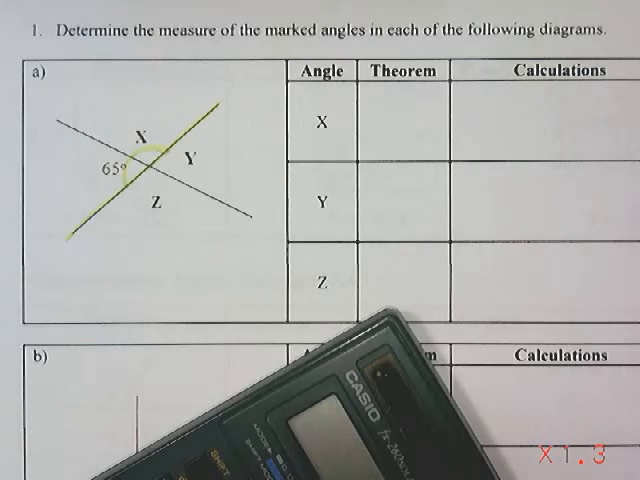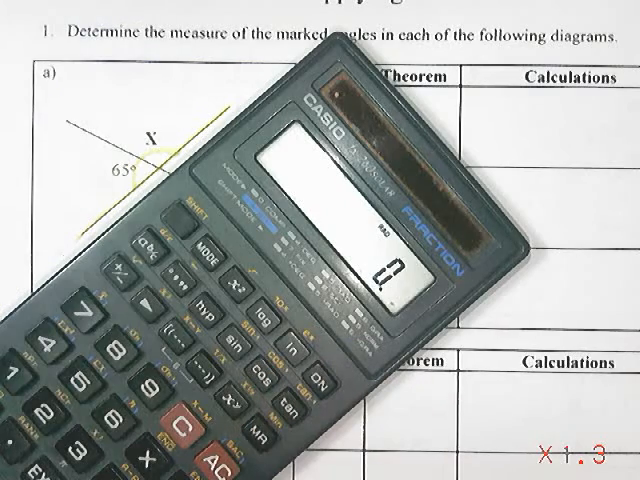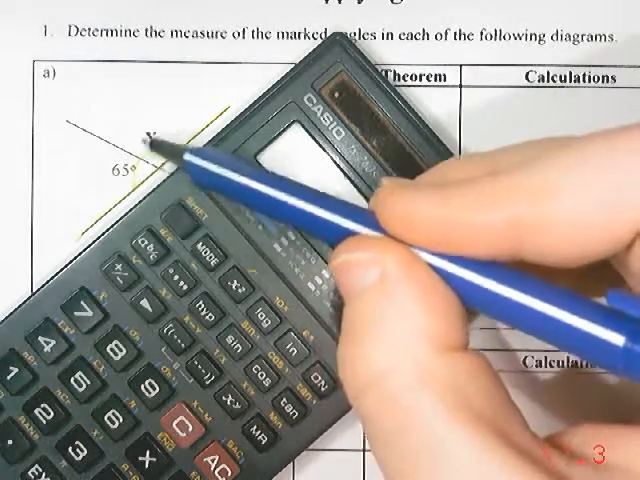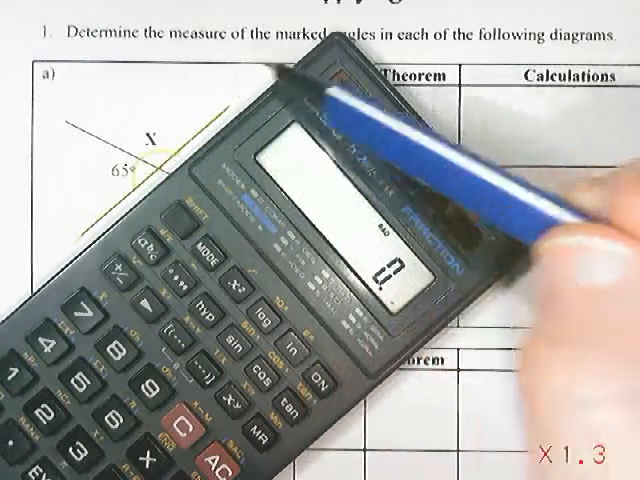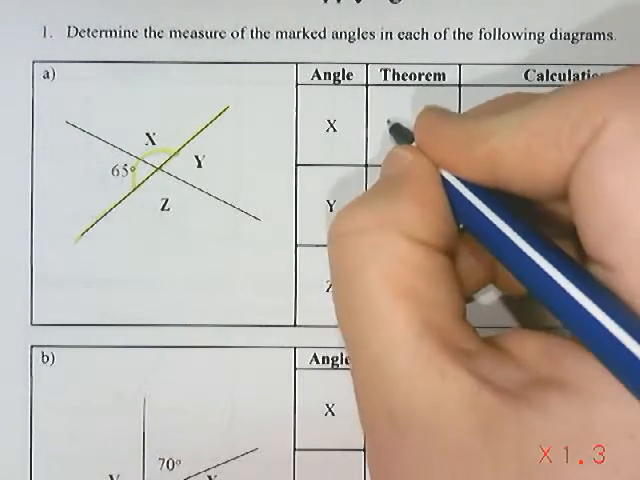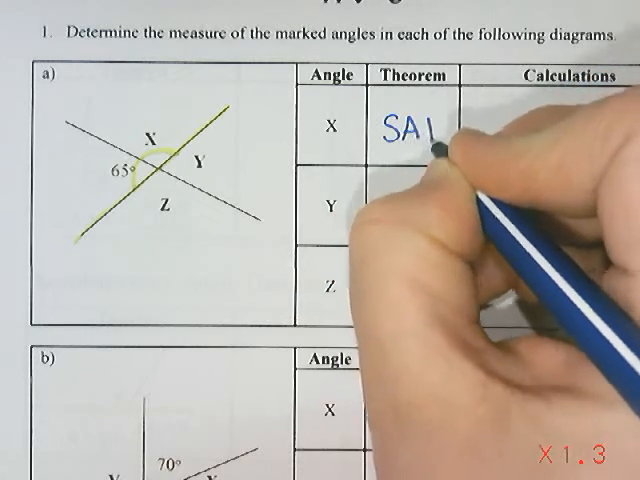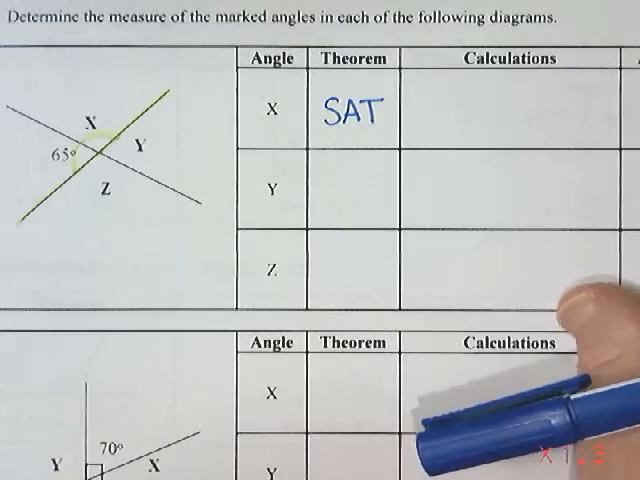So if I were to look back at my angle theorems that we just did, I would see that a straight line is a supplementary angle and it adds to 180 degrees. So I know that these two angles are going to add to 180 degrees because they make a straight line, which is also called SAT for short, the supplementary angle theorem. So for the theorem, I usually just write the short form. I would write SAT. You could write supplementary if you really wanted to.